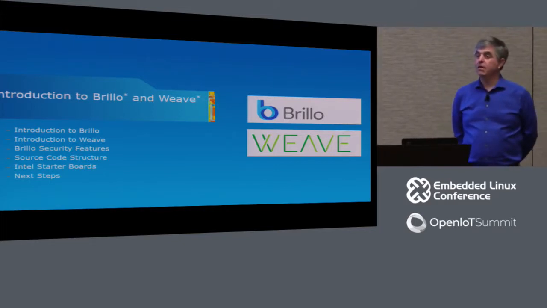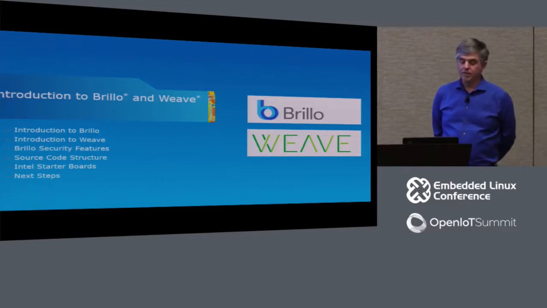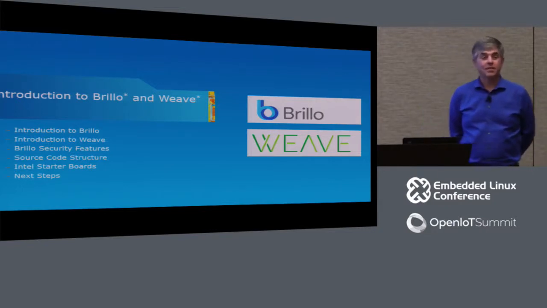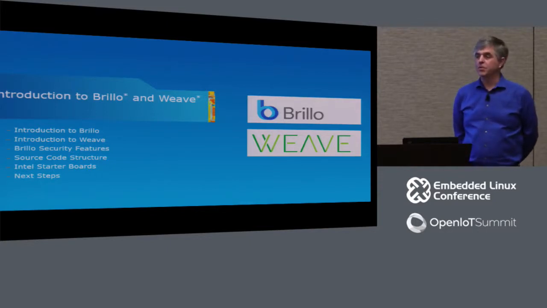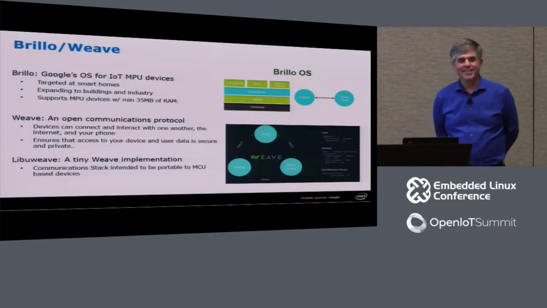We're going to go into some detail on Weave, talk a bit about how it provisions the system, how the communications work, a little bit about the protocols. Talk a little bit about the security features and the source code structure. Then I'll do a complete gratuitous plug for some of the Intel boards that implement Brillo and Weave. Talk about some next steps that we're doing for some additional add-ons to Brillo that people might be interested in. And then in part two, we're going to go into a lot more detail and show a fair amount of code. So if you're here for the code, it's coming.